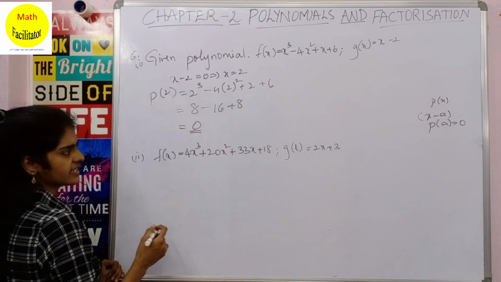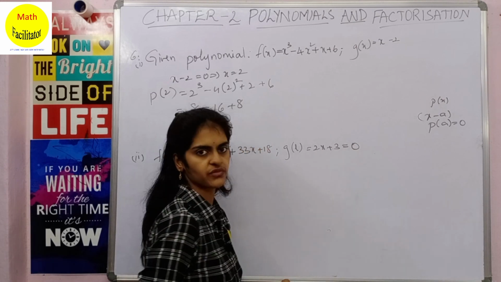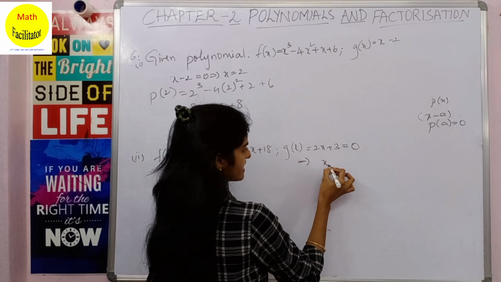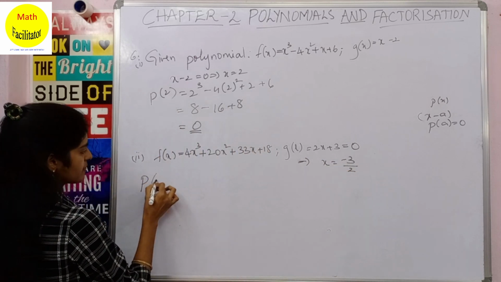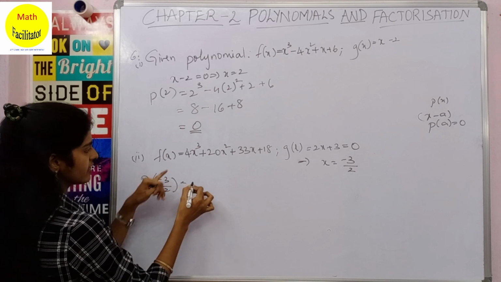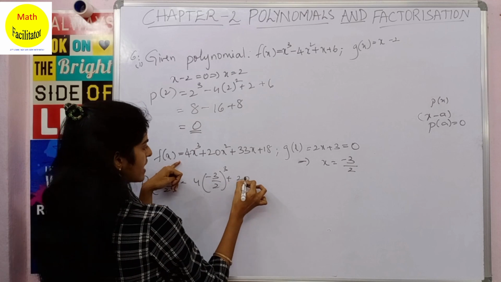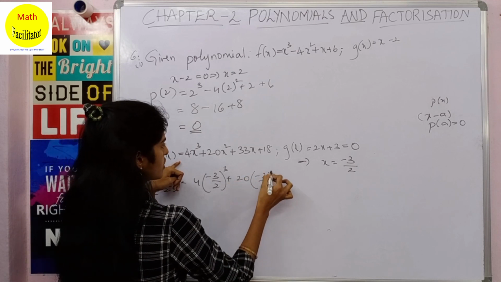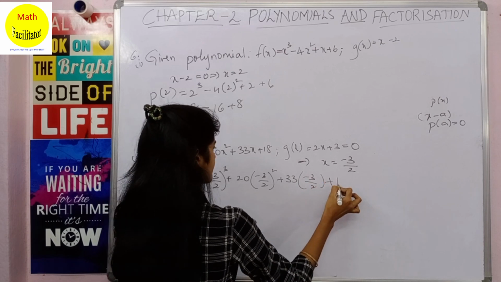The similar thing here also. Here g of x, 2x plus 3, is equal to 0. So what is x? x is minus 3 by 2. Now substituting p of minus 3 by 2, what do you get here? So it is 4 into minus 3 by 2 whole cube plus 20 into minus 3 by 2 whole square plus 33 into minus 3 by 2 plus 18.